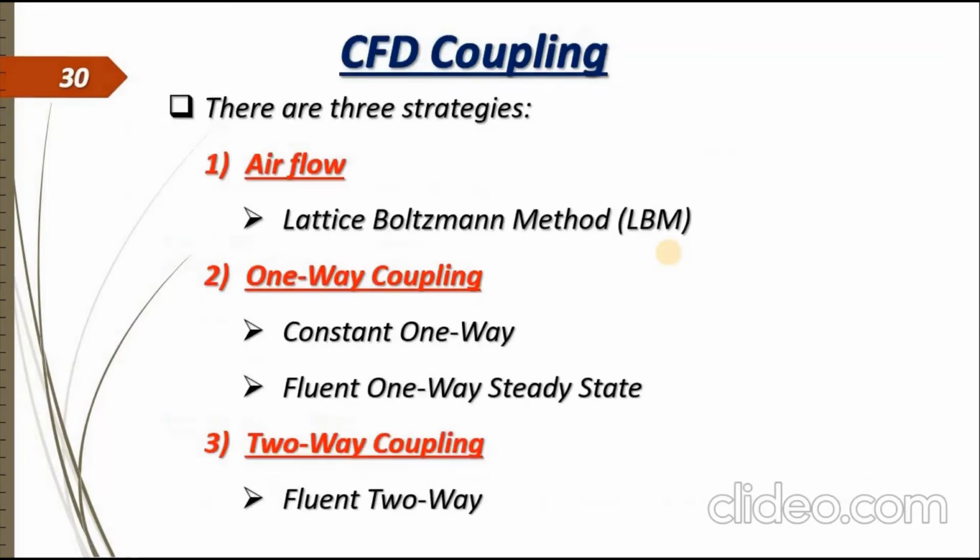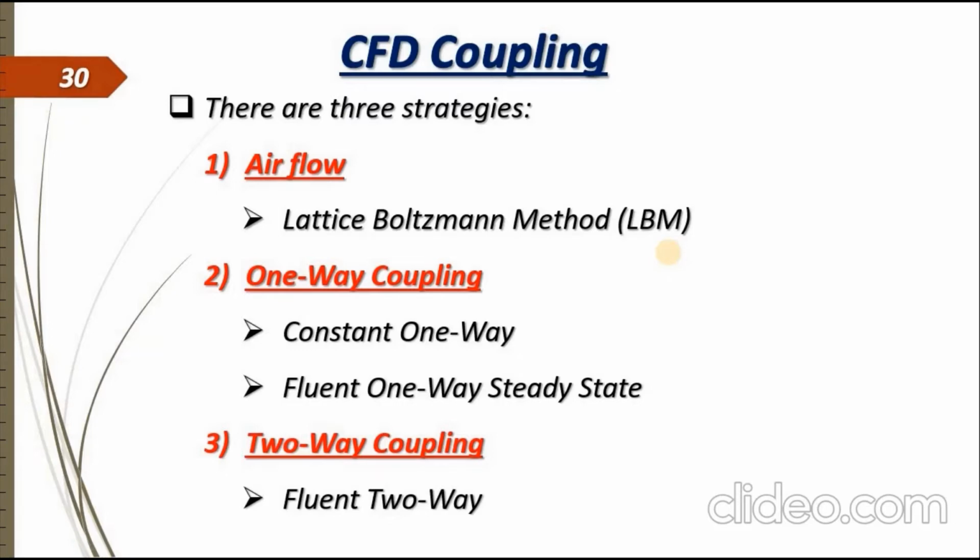Now in the CFD coupling section there are normally three strategies in the Rocky software. One is airflow, which is based on the lattice-Boltzmann method, in which a lattice is created and airflow is generated by the Rocky software itself, in which air is the fluid. In the one-way coupling there is a constant one-way coupling option and Fluent one-way steady state.